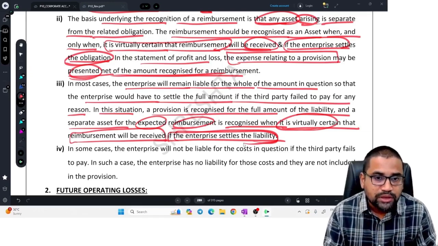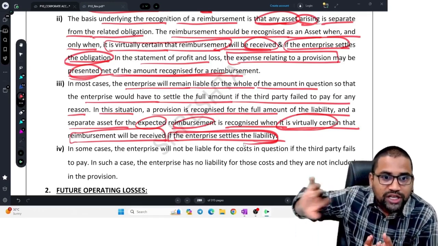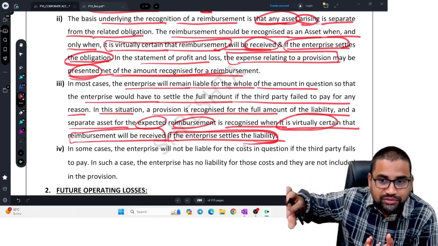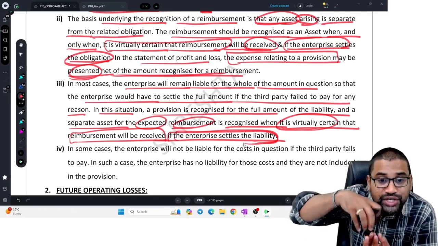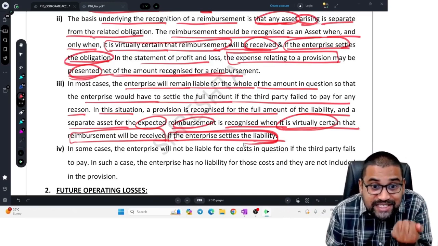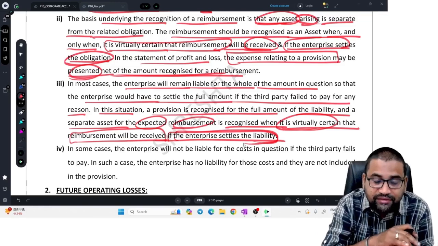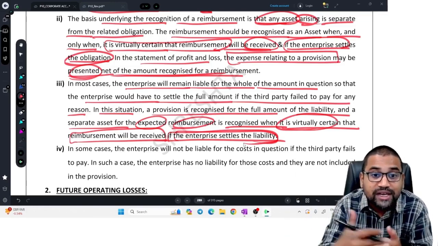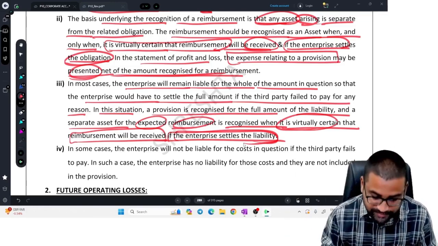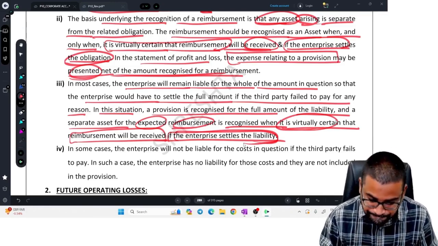Suppose, for example, you have received the insurance amount, but you have not given it to the employees who have been injured. That means you have not used this amount for the obligation. Then you should not recognize this as your asset. So when it is virtually certain that you are going to receive it, and after that you are going to use it for the obligation, to meet the provision, then you can recognize this reimbursement as your asset.